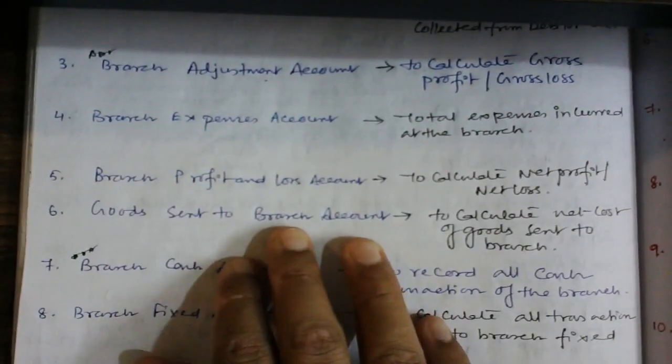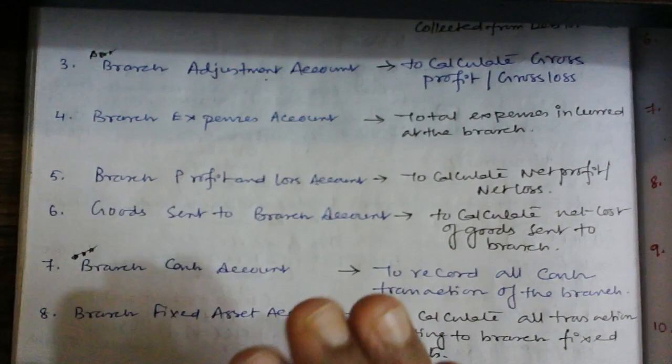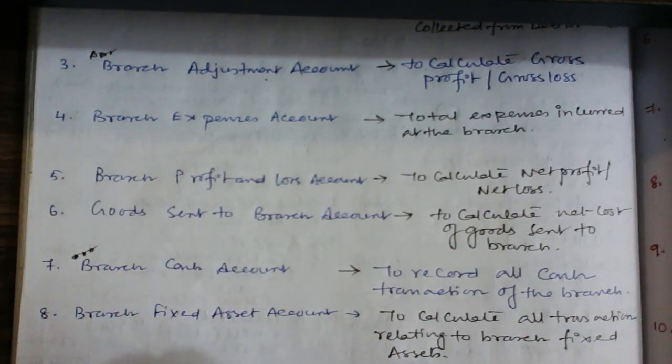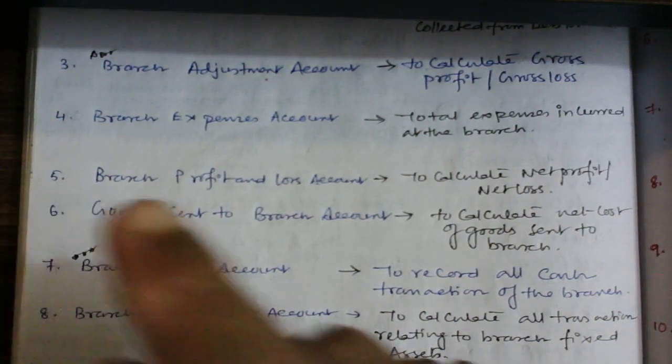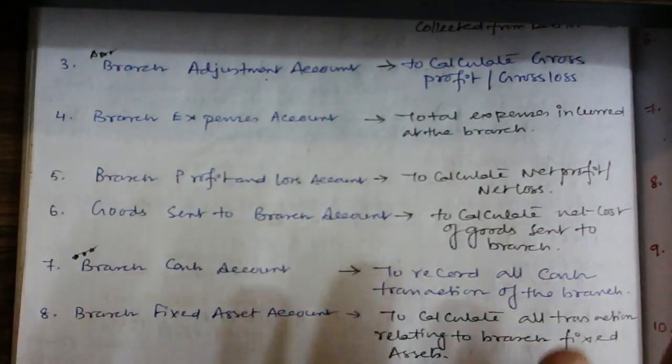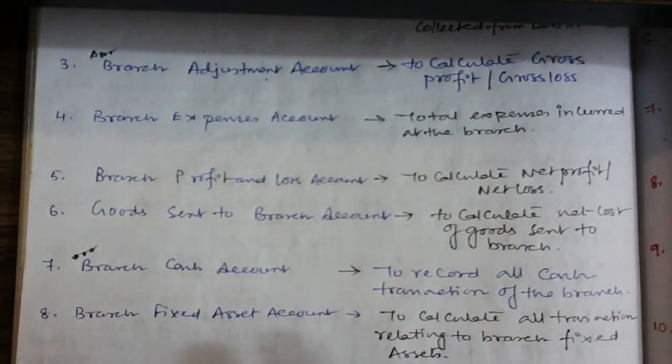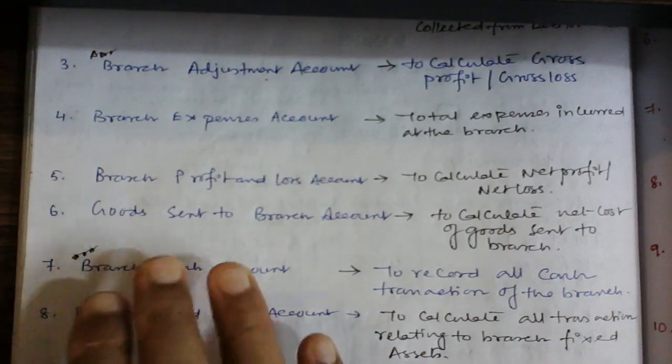Goods sent to branch will give you the net cost of the goods sent to the branch. And the most important thing is that when we are preparing the goods sent to branch account, the transactions will be only with respect to goods sent to the branch and goods returned by the branch, nothing as such. Here it will help you calculate the cost of goods sent to the branch. Next, the branch cash account. It is quite obvious, you can easily record all the cash related transactions, and it is a very important account.